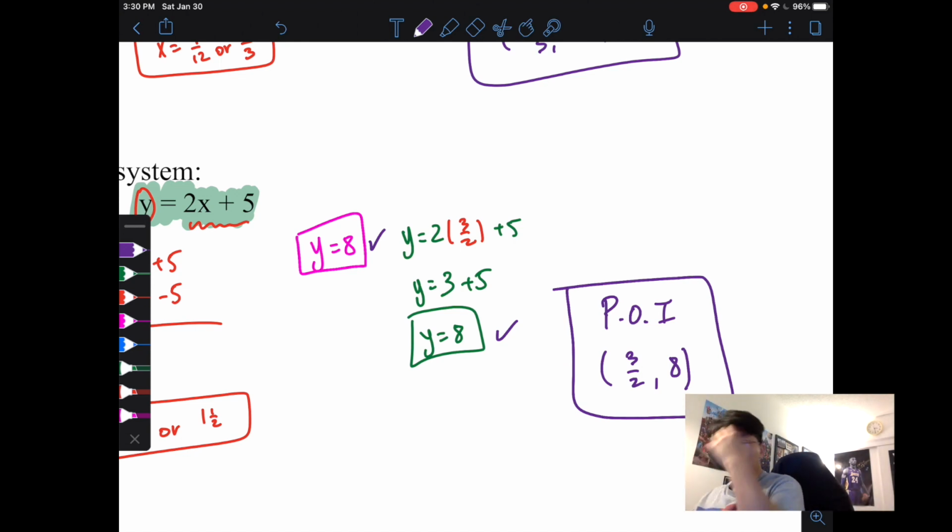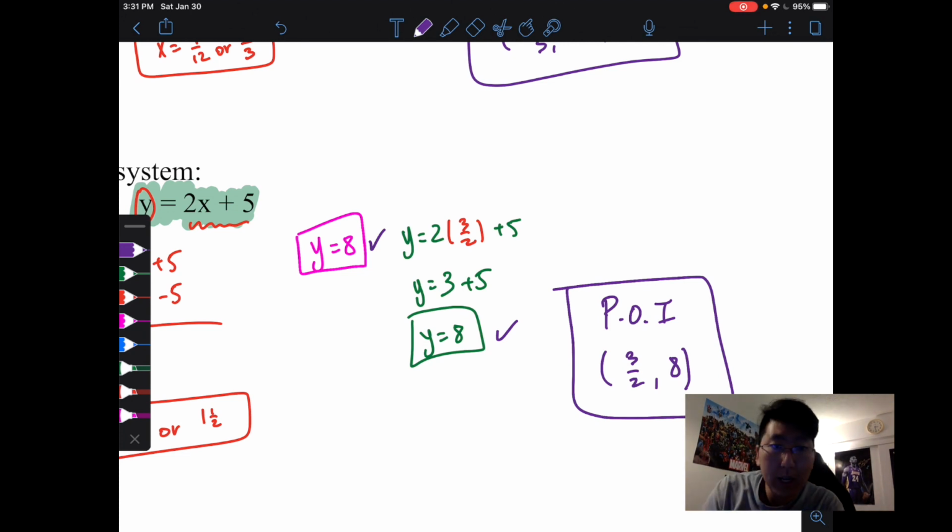All right, if you have any questions, make sure you ask, okay? Hopefully this was helpful for you and gave you more assurance and practice with solving systems with the equal value method. Okay, all right.